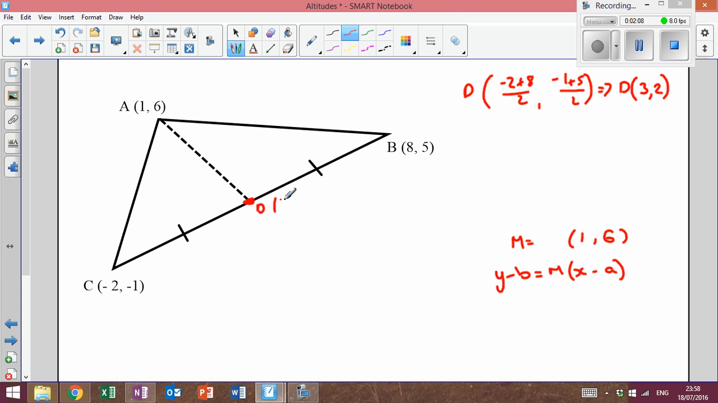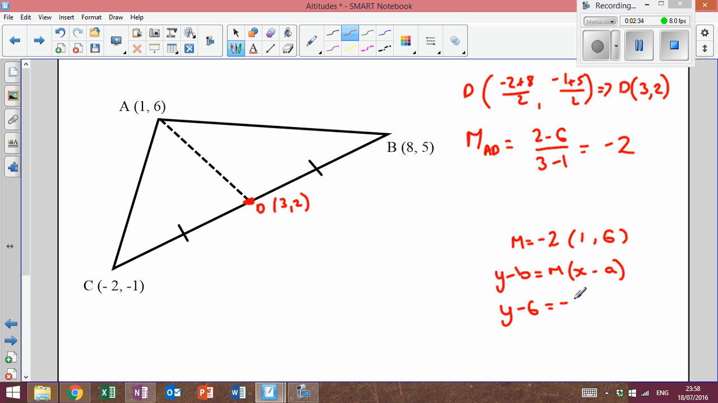And if we know D is (3, 2), then we can use that point with A to get the gradient of AD. So the gradient of AD is just going to be 2 subtract 6 over 3 subtract 1. So that's negative 4 over 2, so it's negative 2. We don't need to flip anything, we don't have a right angle. Now we know the gradient of that dotted line. So now we can get on with it.